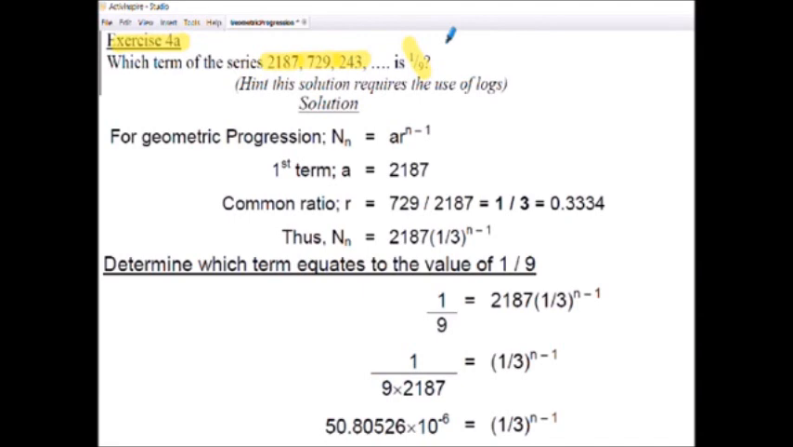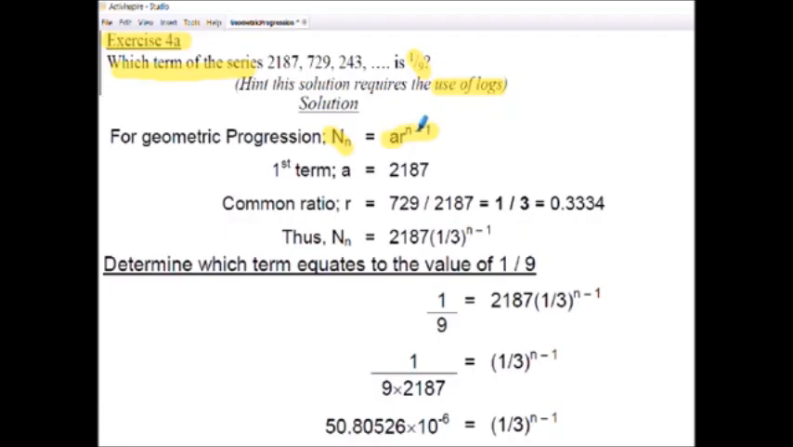Is it the 10th term or the 100th term we're trying to find? The suggestion here is to use logs to solve for the little n value. So we're going to use the nth term equation here because we're finding a term in the series. We know the nth term value, it's 1 upon 9. We're trying to find the little n value here. So we're going to use the nth term equals ar to the n minus 1, and we're solving for little n.